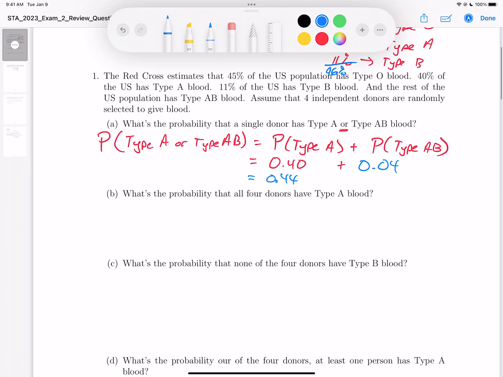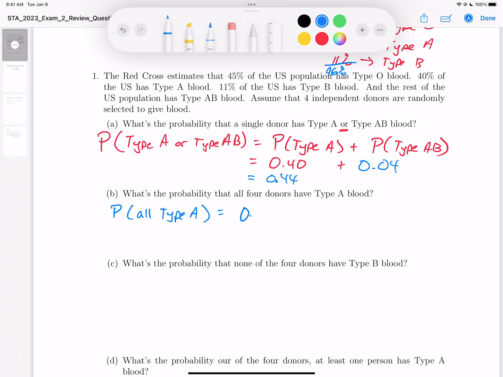Okay, what's the probability that all 4 donors have type A blood? Well, this is what we call the multiplication rule, the case where we need and, because we need the first and the second and the third and the fourth to have type A blood. Because they are independent of each other, the probability is going to be the same for each person. So what's the probability that somebody has type A blood? They told us in the problem that type A was 40%.